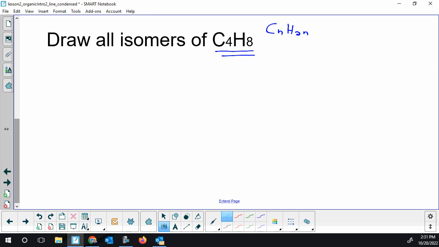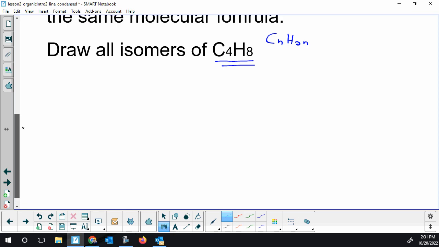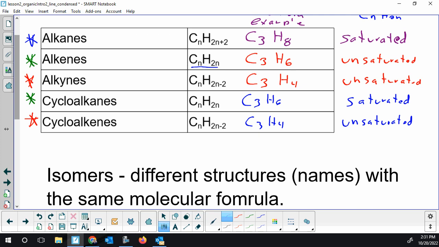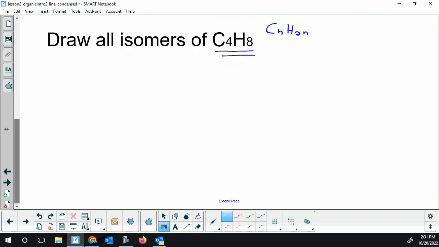Let's see, what's the 2n, or the CnH2n? That's the 2 green stars. I should only try to draw enes and cycloanes. And I'll do all of one type, and then I'll do all of the second. So I'm going to make a note for myself. Enes are one of the categories, and cycloanes are the other that follow this pattern.